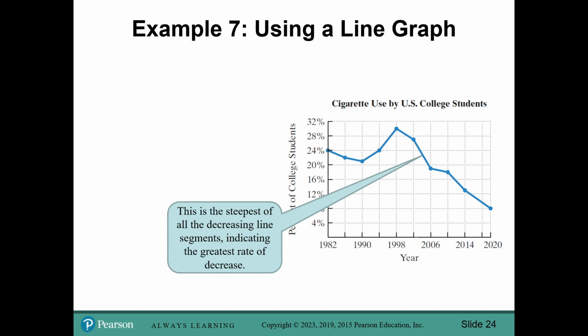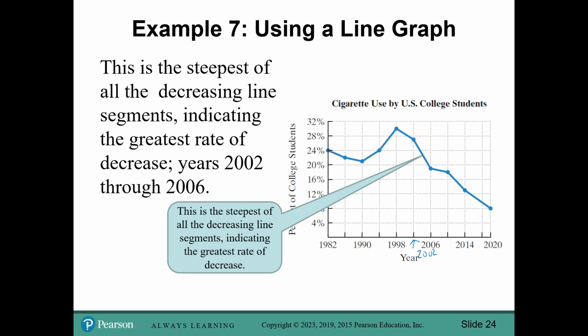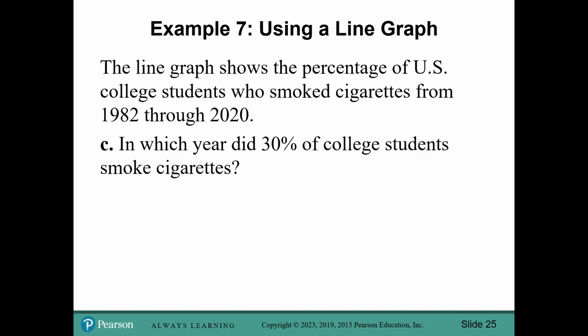So between 1998 and this next tick is a 4-year jump. That's what brings this point here to 2002. And then the next jump is to 2006. So this line segment here is our greatest rate of decrease. This is the steepest of all the decreasing line segments, indicating the greatest rate of decrease for years 2002 through 2006.